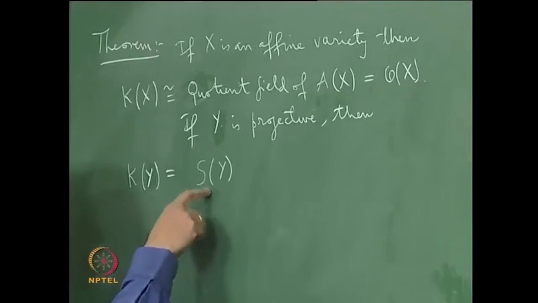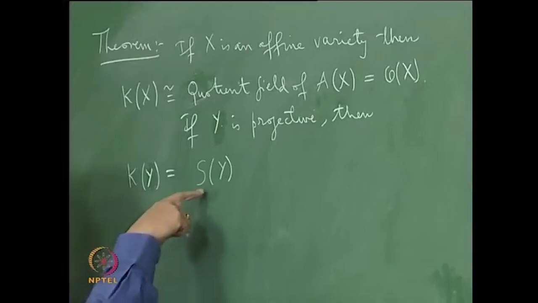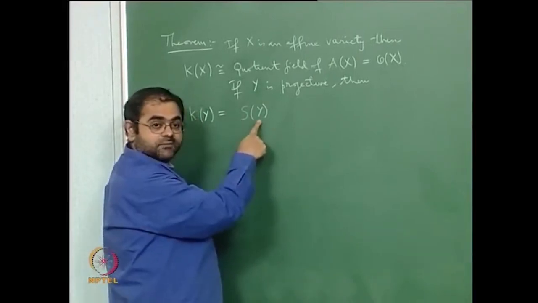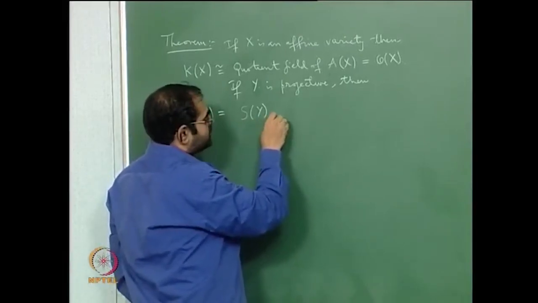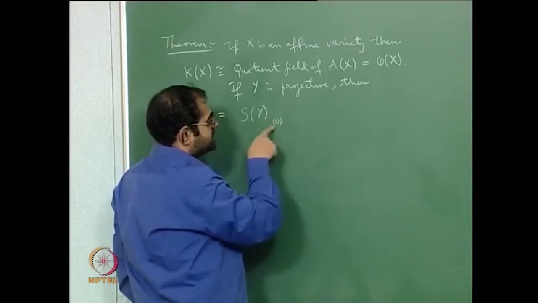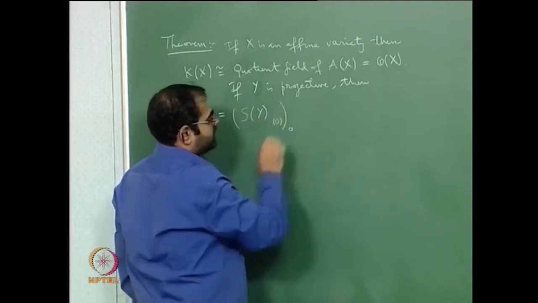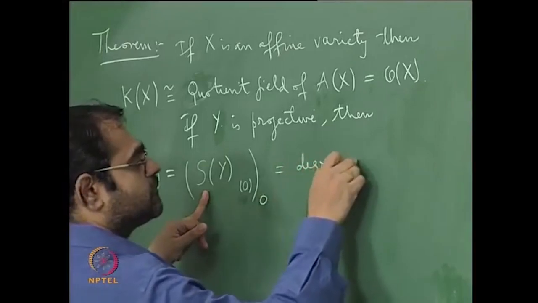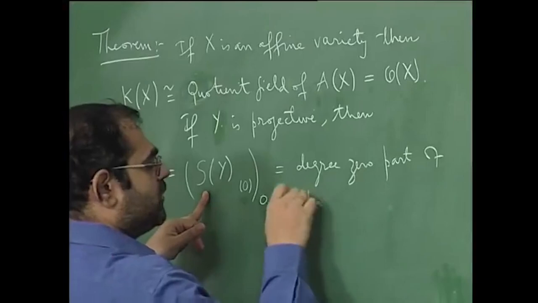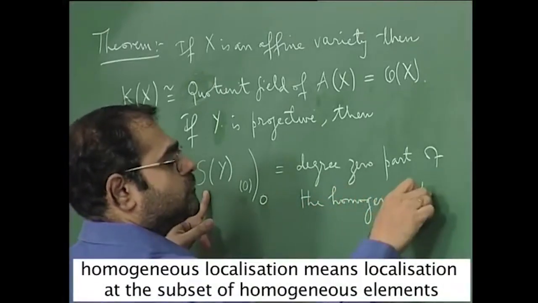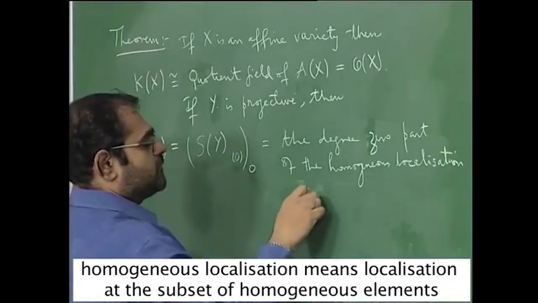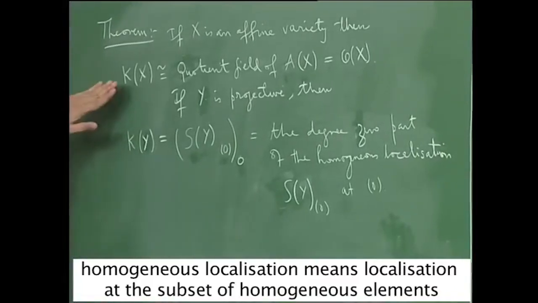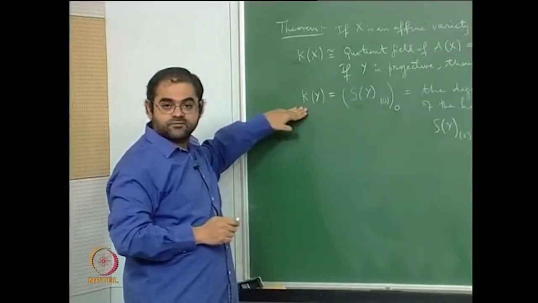In this case, of course, you will have to take the polynomial ring of the affine space over the projective space in which this variety Y is embedded and go modulo the ideal of Y, which will be a homogeneous ideal. Then you take the zero ideal, that's a prime ideal, and this is localizing at zero, and then I'll put another zero here saying that you're taking the degree zero part of the homogeneous localization of S(Y) at 0. So here is the formula for the function field of an affine variety and a nice formula for the function field of a projective variety.